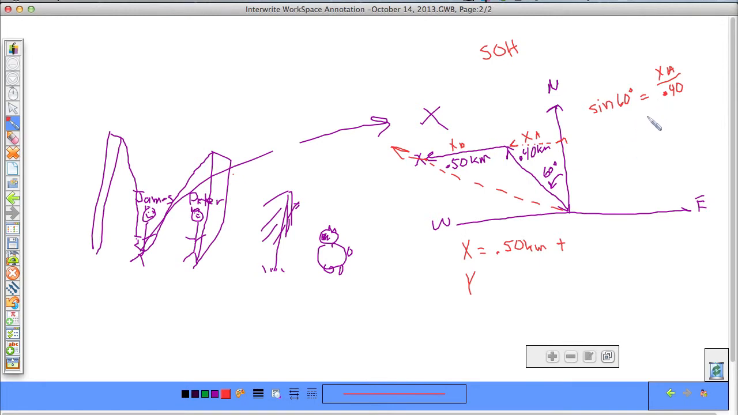And if you do that, you should come out with, let's see, what did I get here? 0.346, so let's say 0.35 kilometers. And I add that together, and that's going to give me a total of 0.85 kilometers in the x direction. Now I got to figure out the y direction.